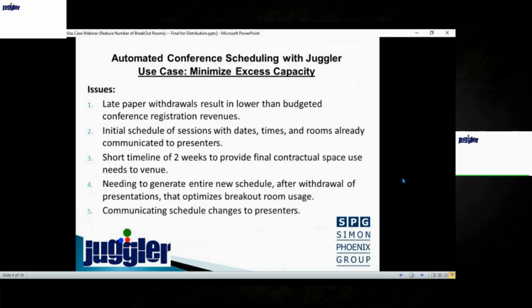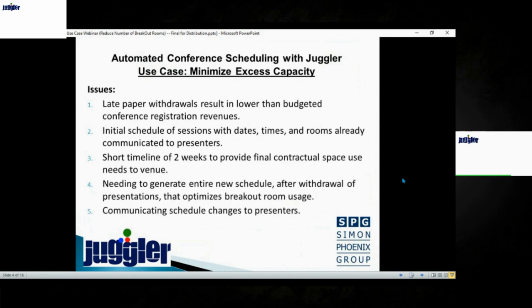In this particular case as well, there was a very short window of 2 weeks for the organization to be able to provide its final contractual space usage needs to the venue in order to let the venue know what the guaranteed room needs are going to be. And once that guarantee is given, then regardless of whether the space is used or not, the organization is on the hook to the venue for those costs.